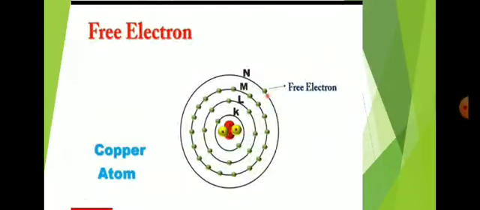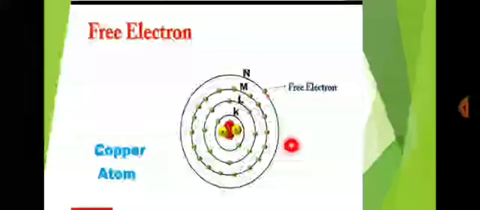Let us consider the copper atom. In the copper atom, these are the electrons. In the first orbit, 2 electrons are present. In the second orbit, 8 electrons are present. Similarly for the third orbit.